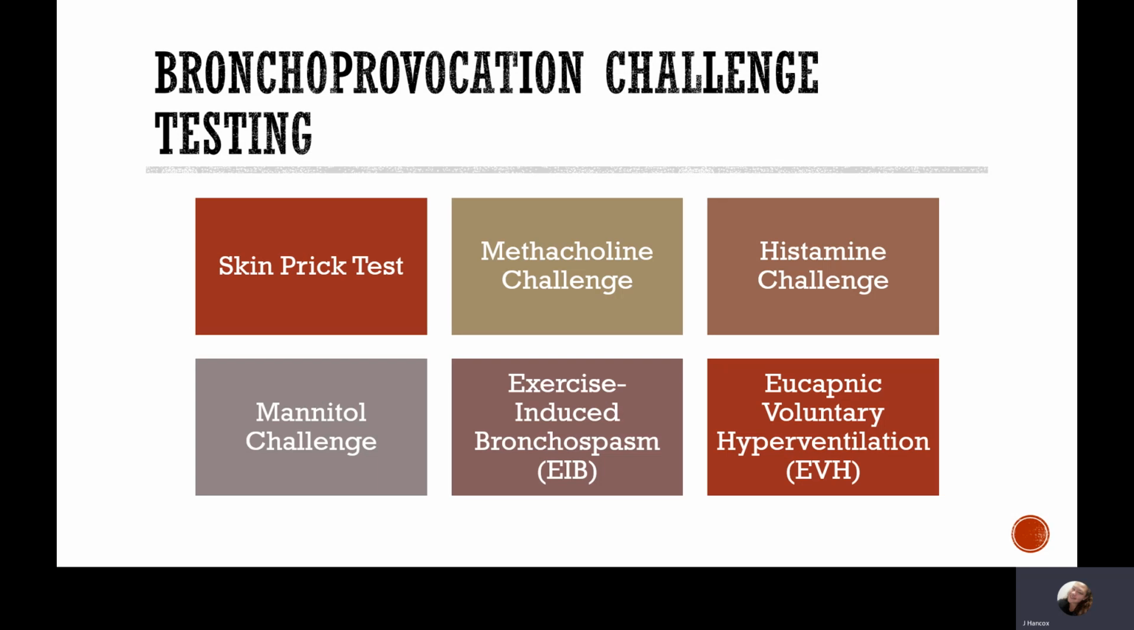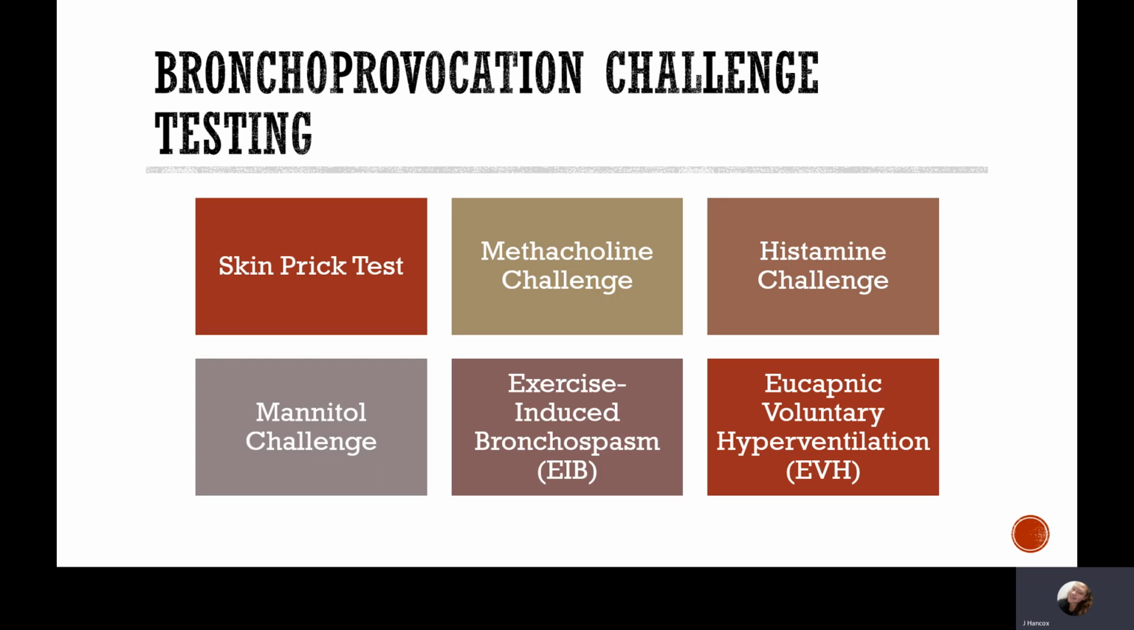So this can assess how reactive your airways are depending on how high the dose was that caused a reaction. So if there was a lower dose that caused a reaction, then your airways are more hyperreactive compared to someone who had a positive reaction on a much higher dose. Then we also have the histamine and the mannitol challenge, which are very similar to methacholine, except we are using histamine and mannitol instead as the inhaled chemicals.